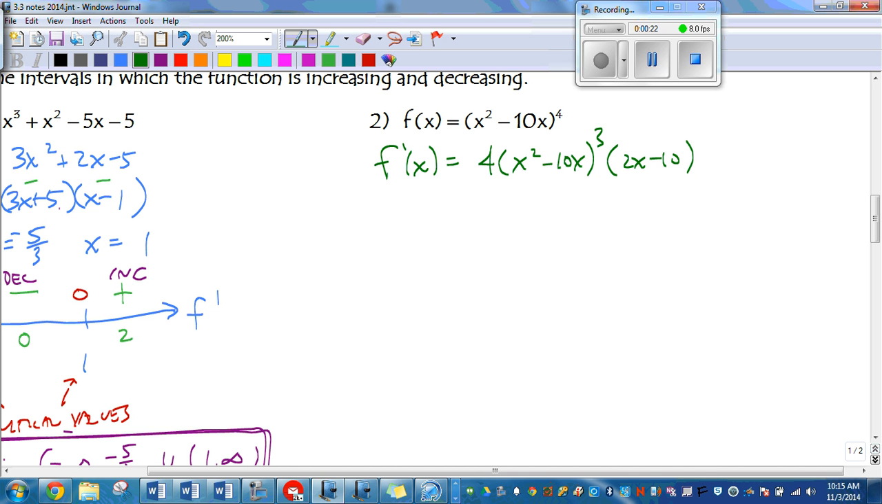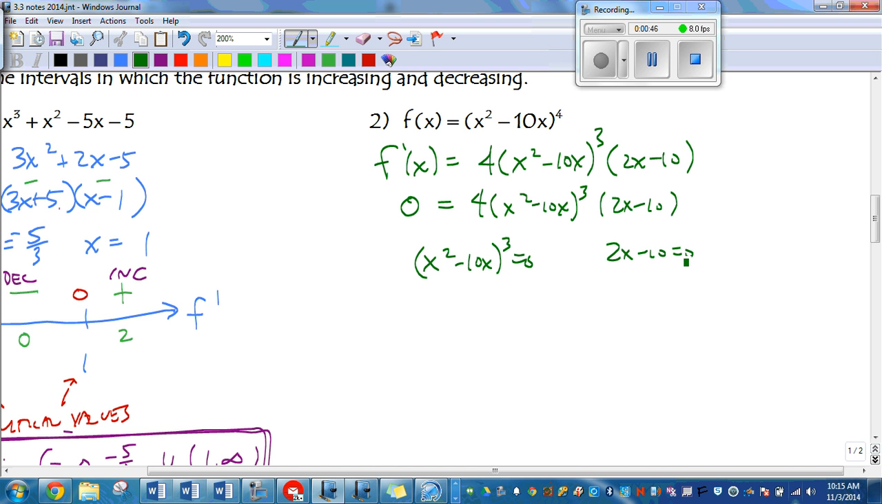All right, we want to figure out when this is 0. So we can set each factor equal to 0. This first factor of 4, it doesn't make sense to set that equal to 0. There's no variable, so we don't have to worry about that. But (x squared minus 10x) cubed could equal 0, or 2x minus 10 could equal 0.